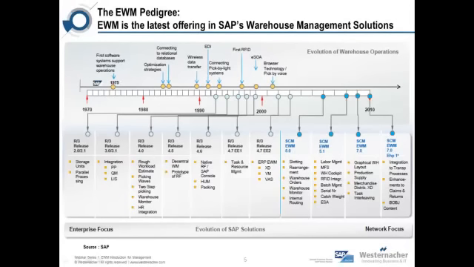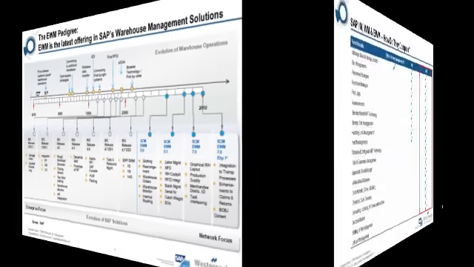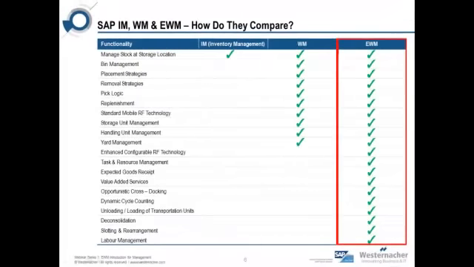SAP's history in warehousing goes back to the early 1990s and has been continuously developed ever since. EWM itself was first released in 2005 with version 5.0. This table helps to compare the functionalities across the SAP suite. EWM is a step change, offering many functions out of the box. It is common to find that customers have developed bespoke enhancements to close these previous gaps. These gaps are now generally closed by EWM.